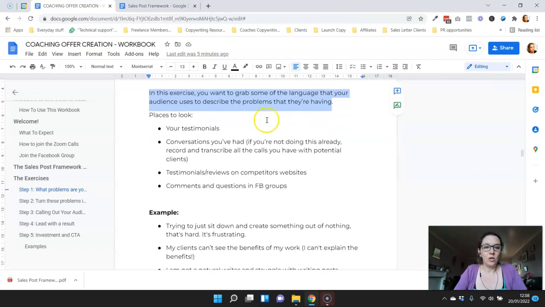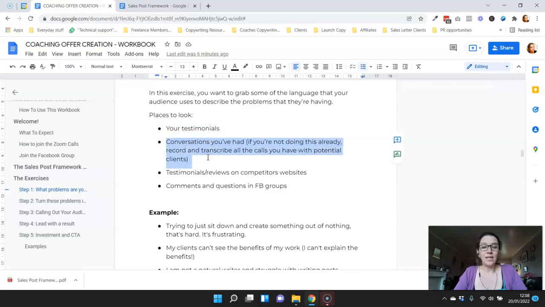And some places to look to get this kind of stuff is you can look at your own testimonials and reviews. And if you're not doing this already, I would suggest you start doing it going forward, is to record and then transcribe all the calls that you have with potential clients. So your discovery calls, any market research calls that you do, because that's where you can get lots of real insight into the issues that your audience is having so that you can then meet them where they're at with your offer.